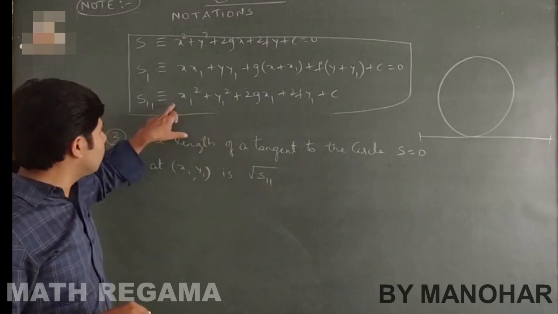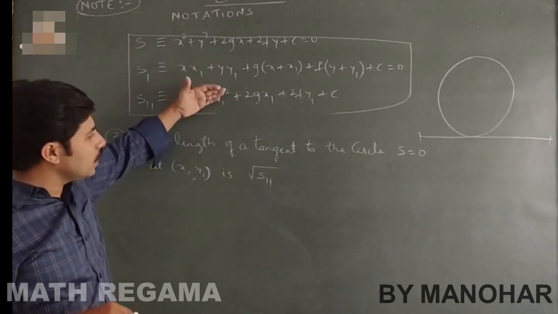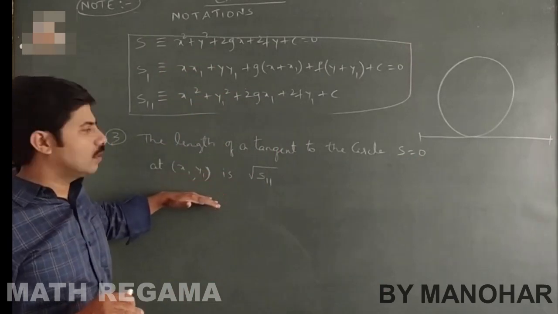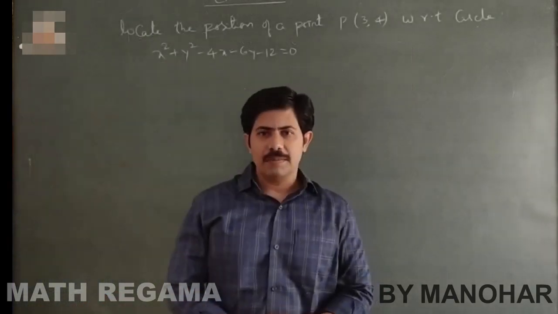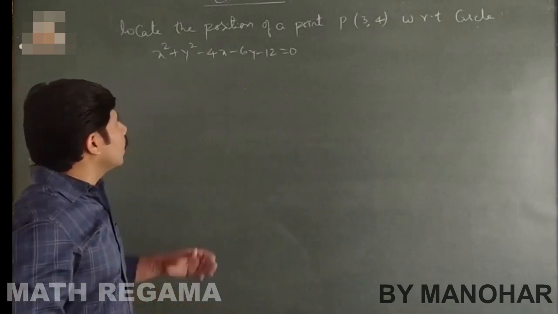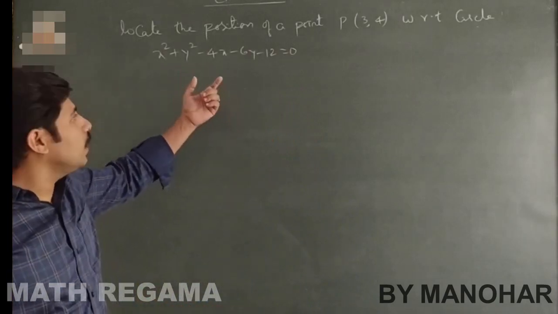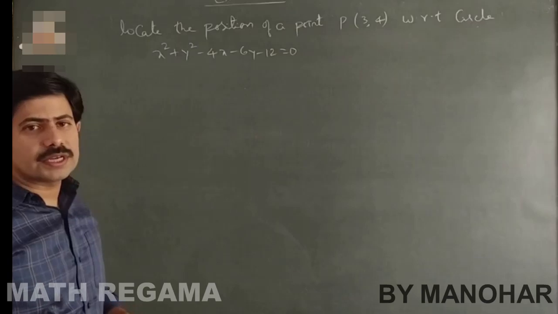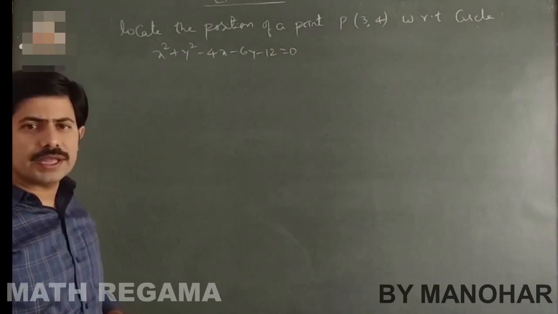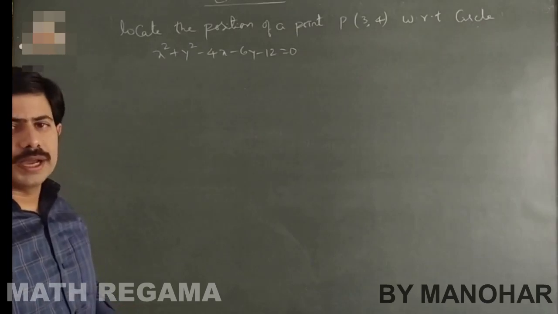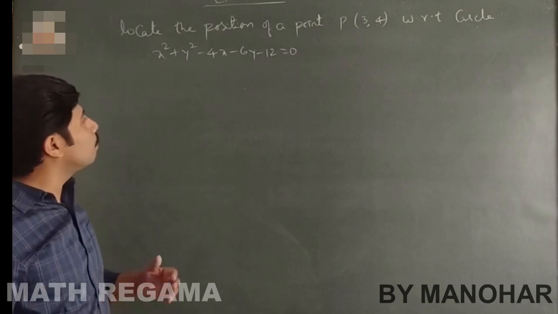So you should know these locations by heart, then you can easily apply these formulas. Okay, so exercise 1b, first problem. Locate the position of a point P(3, 4) with respect to the circle x square plus y square minus 4x minus 6y minus 12. So here we have to check the position of a point.